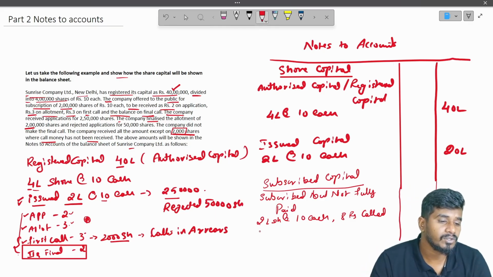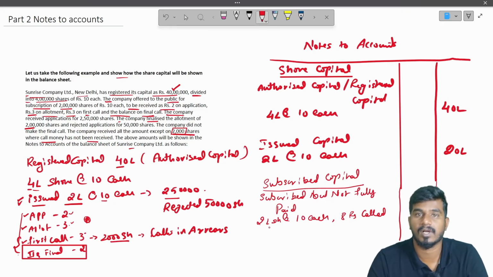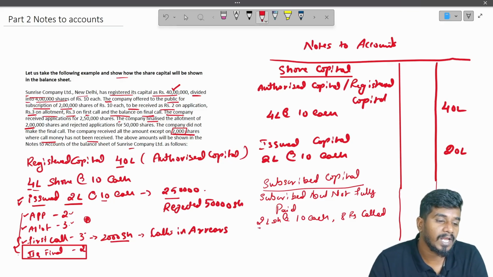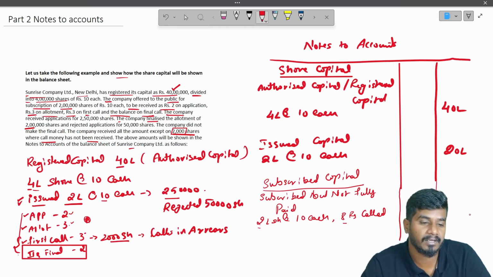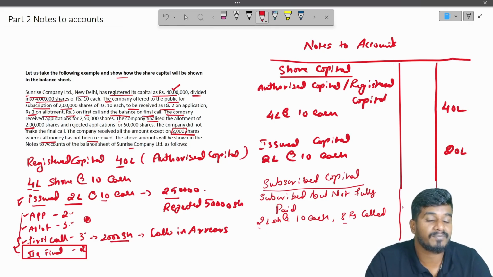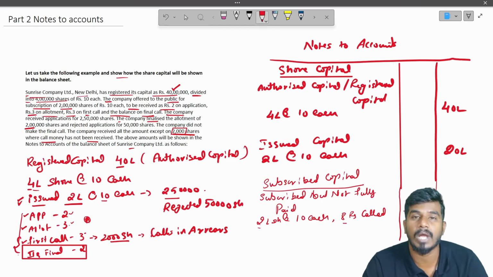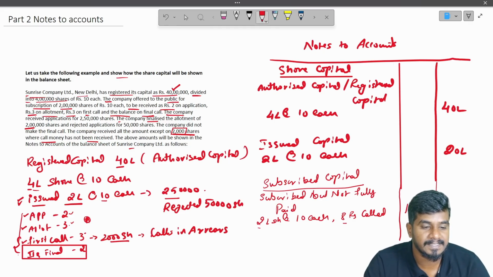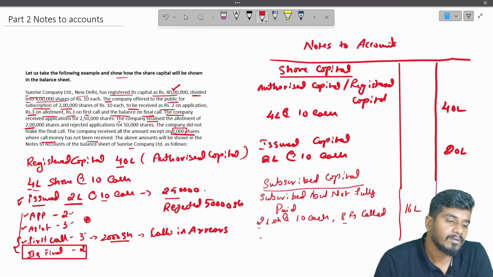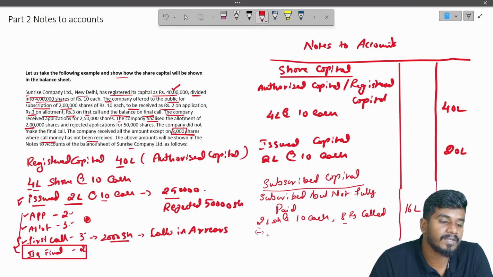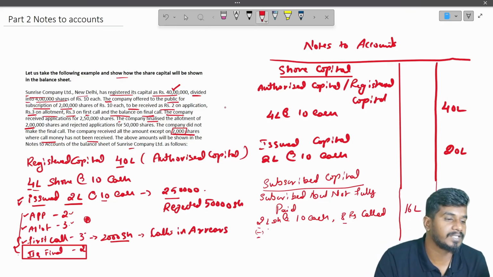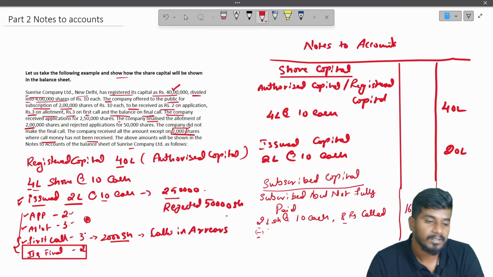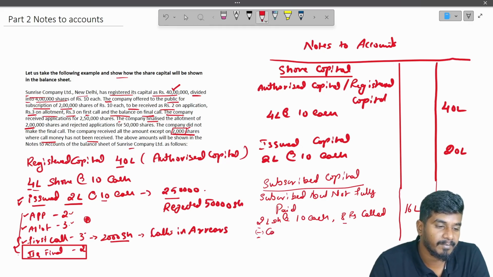Right. So how much do we have to receive? 2 lakh shares into 8 rupees, whichever we called for. Correct, 2 lakh into 8 rupees, which is nothing but 16 lakh rupees. Out of this, we need to deduct calls in arrears, for which we didn't receive the money. So how much didn't we receive? Minus calls in arrears.